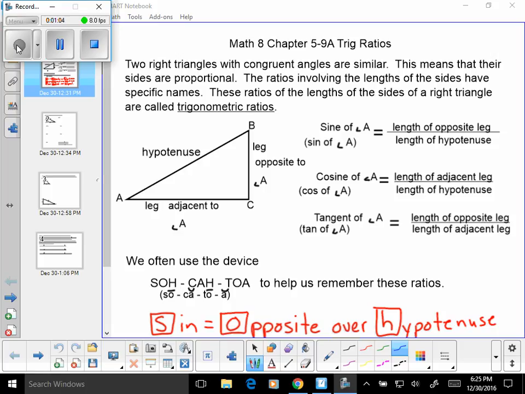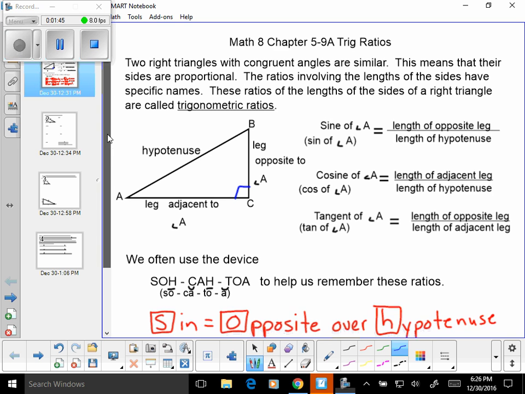The sine of an angle, such as angle A, is found by taking the length of the opposite leg, which in this case would be line segment BC, over the length of the hypotenuse, which is line segment AB. The cosine of A is found by taking the length of the adjacent leg, which in this case is AC, over the length of the hypotenuse, which would be AB. The tangent is found by taking the opposite length, which is BC, over the adjacent, which would be AC.